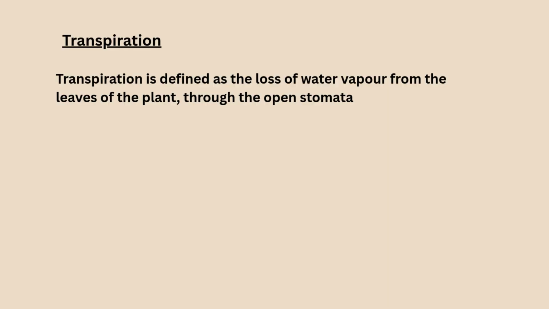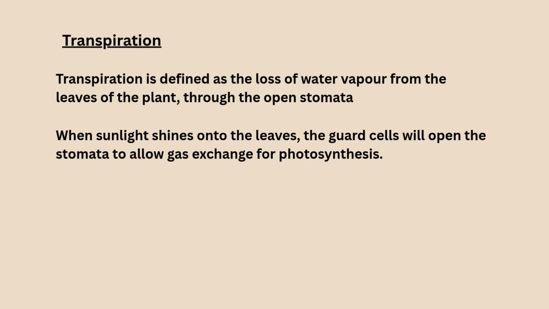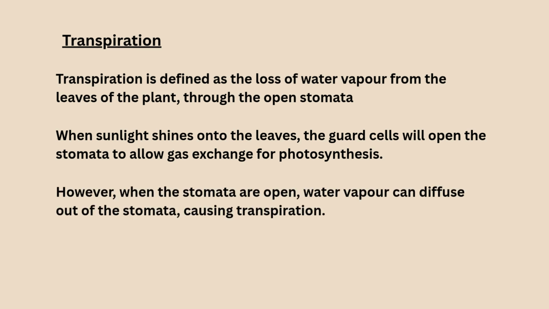Transpiration is defined as the loss of water vapour from the leaves of the plant through the open stomata. When sunlight shines onto the leaves, the guard cells will open the stomata to allow gas exchange for photosynthesis. However, when the stomata are open, water vapour can diffuse out of the stomata, causing transpiration.